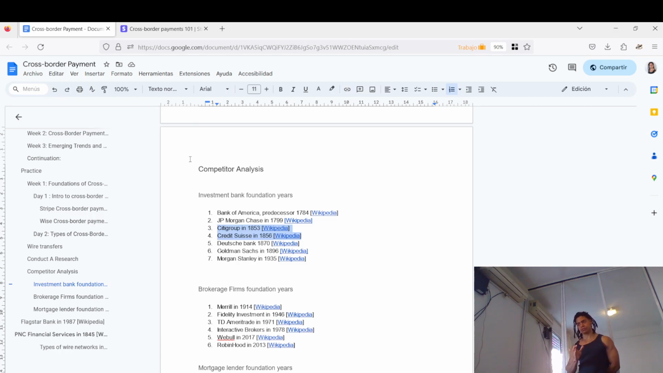22 years after the creation of the Federal Reserve, in the U.S. Federal Reserve.